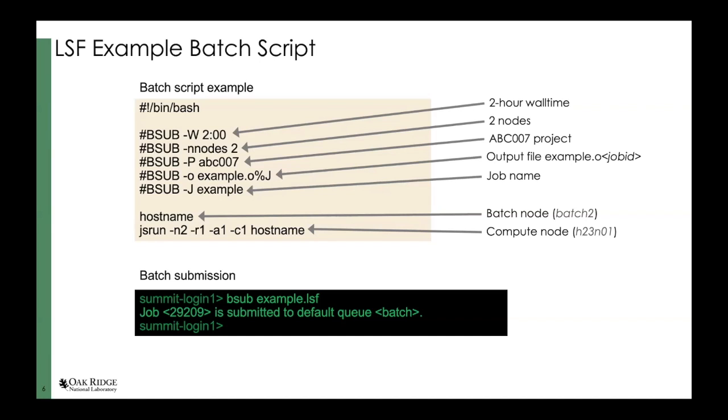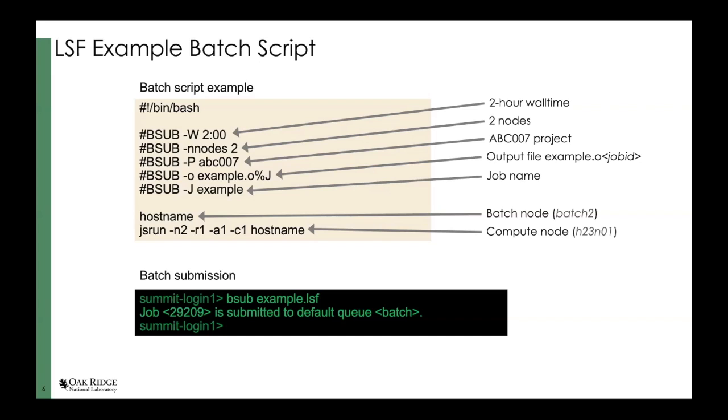The -P, the capital P, allows you to specify a project. This is the project that this job's time will be charged against. Basically, when we run jobs, we charge time based on the amount of time that the job ran and the resources that it used. So basically, nodes times the time that the job was in the queue from start to finish.